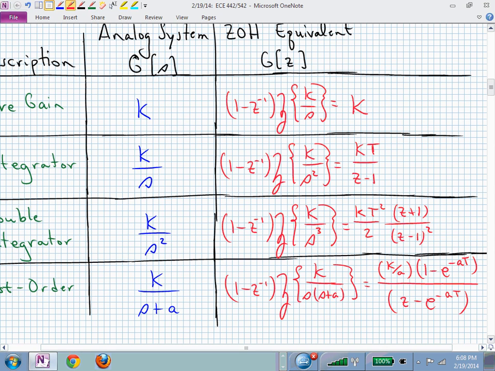Something over S, right? And we just did that one. Now we'll have something else that will be something over S plus A. So if we find what that Z transform is, we'll be able to combine those to obtain this whole mess. Is that clear?